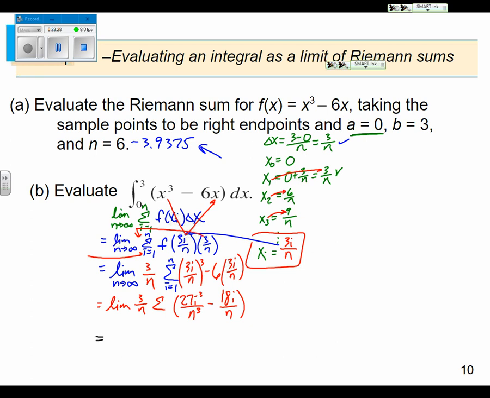Next up, I'm going to try to change colors in case you have questions on this later. Next up, I'm going to distribute this sum to each one of these terms, thanks to my sum property that we put on the board earlier. Okay, remember how the limit distributes to each one. The sum is going to do the same thing. So I am going to have the sum of 27i cubed over n cubed minus the sum of 18i over n.